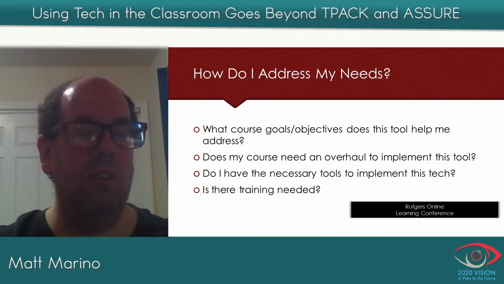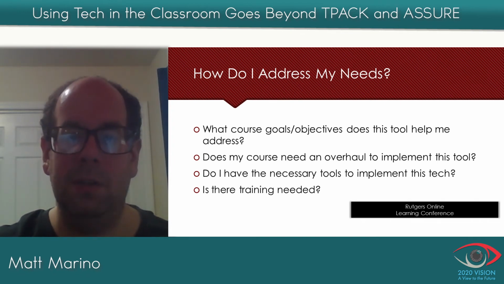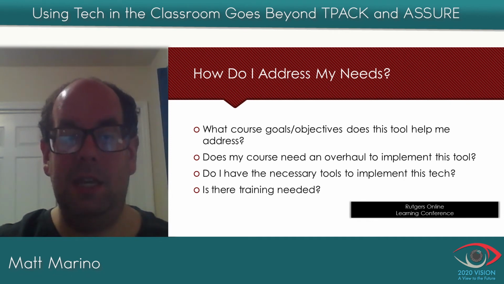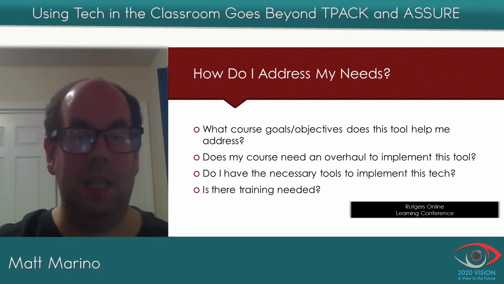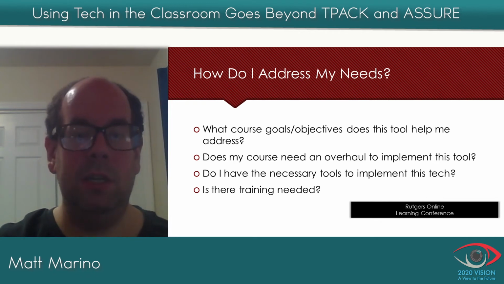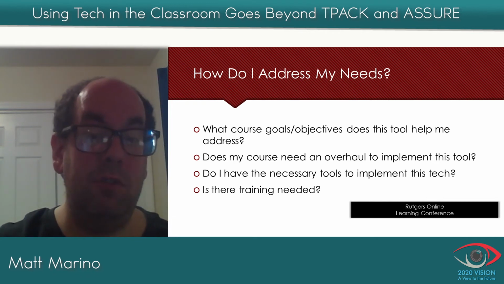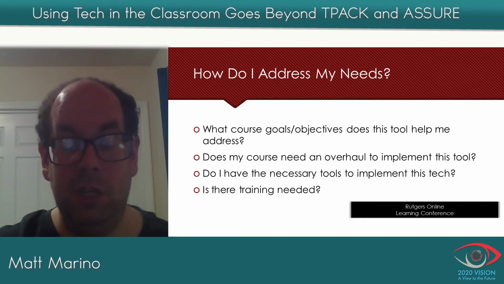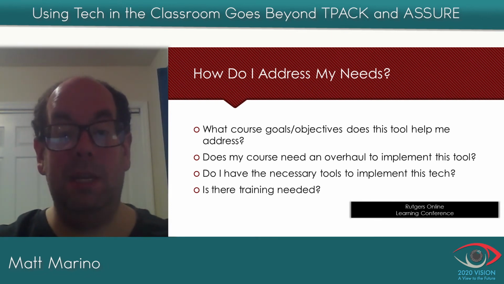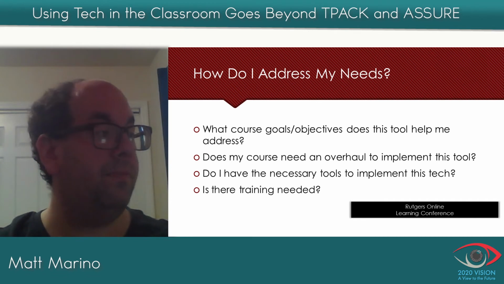Does my course need an overhaul to implement this tool? In the previous example, course objectives and goals could be added to represent the necessary need of the Pearson MyIT Lab simulations to properly inform as to why they are being used within the course. If you have to completely overhaul and change an entire course just to rationalize using a technology tool, it is probably not most appropriate to use.